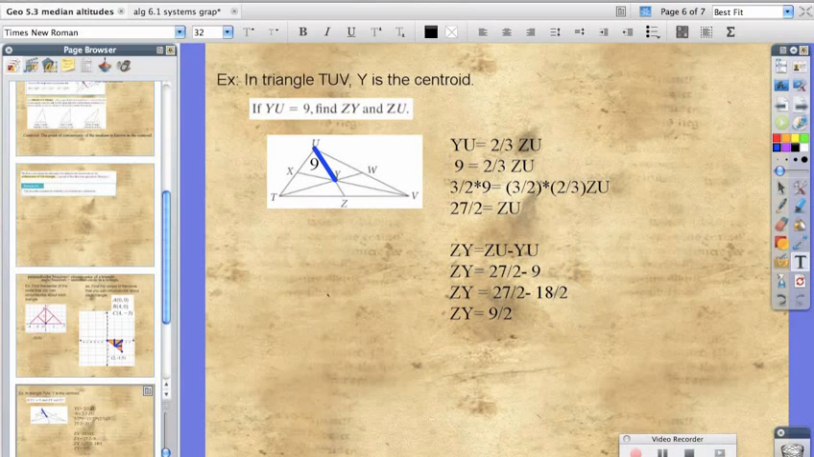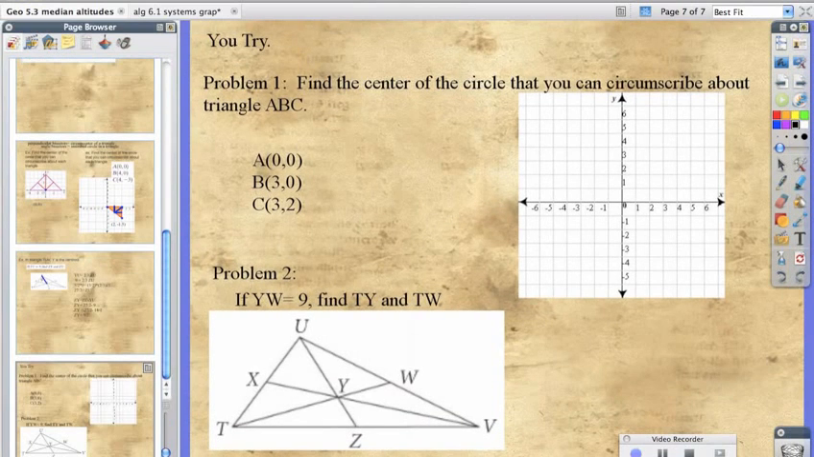And we're done. Now it's your turn to try. I want you to try problem 1 and problem 2. Notice that we've done problems just like this already, so if you need to, please refer back to them in the video. First person, remember to post these onto Edmodo, first person will start, everyone else will reply.